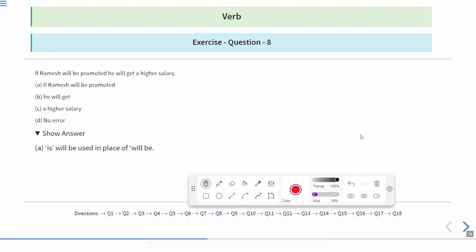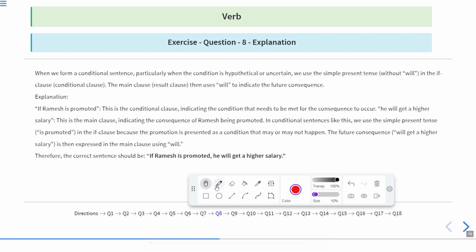Okay. Now let us see the explanation. When we form a conditional sentence, particularly when the condition is hypothetical or uncertain, we use the simple present tense without will. It means we do not use a modal in the conditional clause. In the if clause, the conditional clause, the main clause, the result clause, then uses will to indicate the future consequence. Explanation: "If Ramesh is promoted" is the conditional clause indicating the condition that needs to be met for the consequence to occur. "He will get a higher salary."